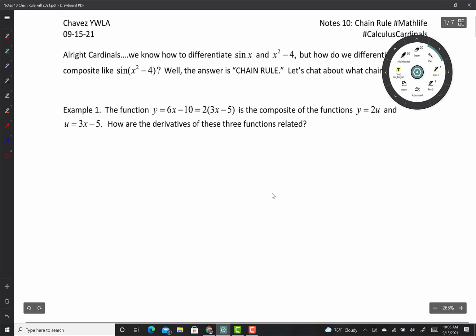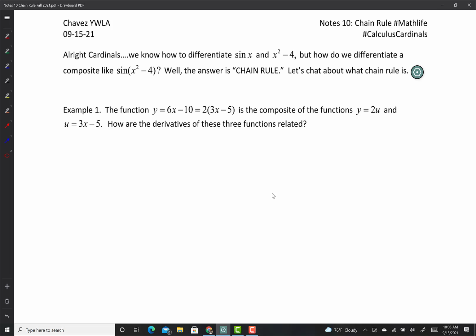The almighty chain rule. You guys ready? So we know how to take the derivative of sine x, and we know how to take the derivative of x squared minus 4. The derivative of sine x is just cosine x. The derivative of x squared minus 4 is just 2x, right? But how do we take a derivative like sine of x squared minus 4?